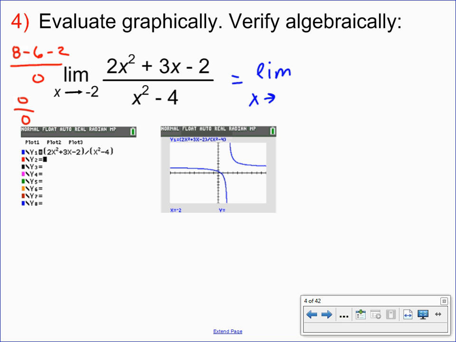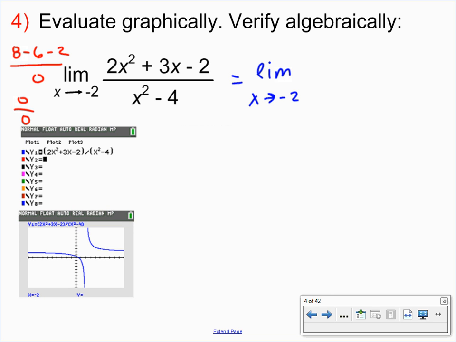So here we got x approaches -2. We always keep our limit expression. Remember, Riley, we're looking for right around in between 1.24 and 1.27. So let's see what we get. Top, we're factoring: 2x squared plus 3x minus 2. We're going to try and factor that. And the bottom, x squared minus 4. We're going to try and factor that.